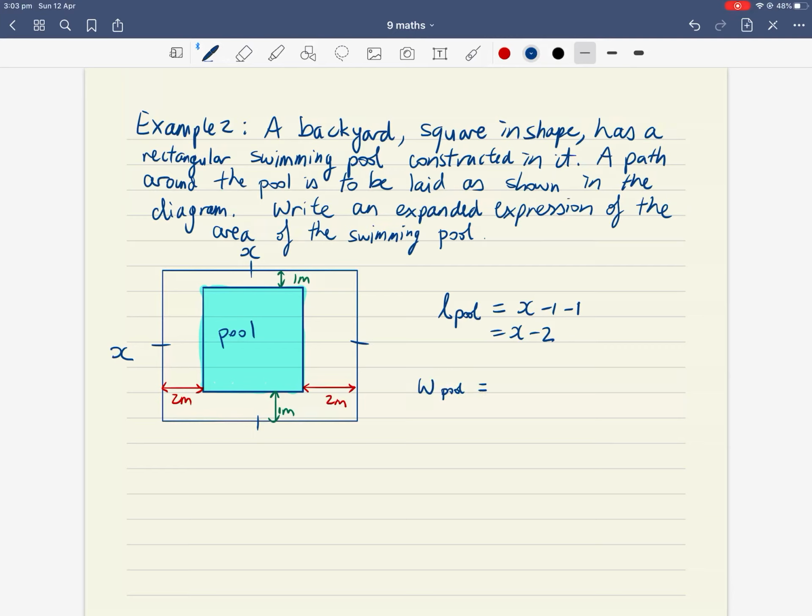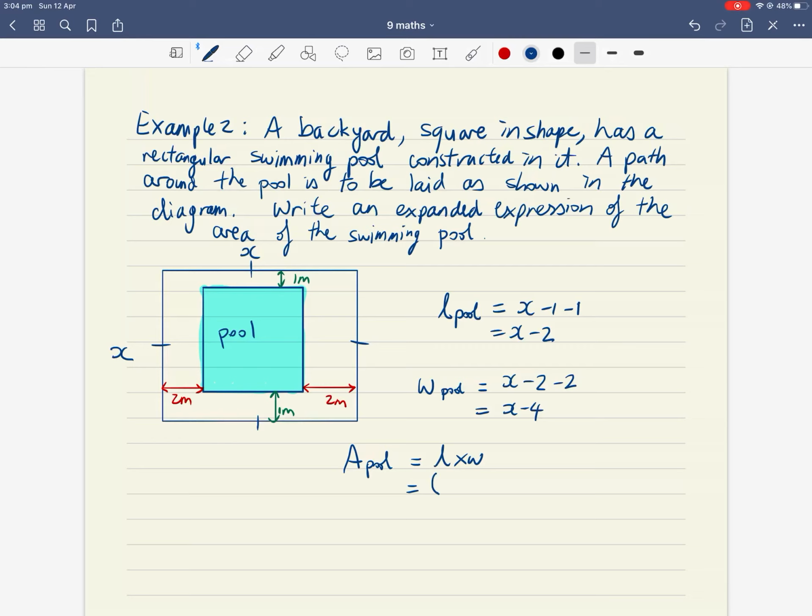What about the width of the pool? Again, let's have a look. The width of the pool is this total horizontal distance, which is x, because the outside backyard is a square. But I'm taking away 2 meters on the left and 2 meters on the right as well. So it's going to be x take 2, which is x take 4. So area of the pool is a rectangle, which is the formula length times width. We are going to substitute the 2 expressions for the length and width in.